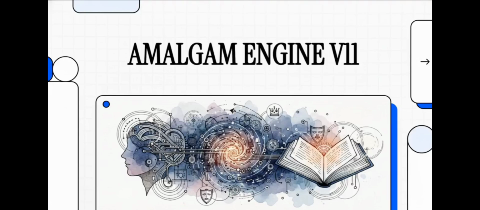Let's dive right in. Today, we're looking at something that is genuinely unprecedented in the world of interactive design, the Almagam Engine V11. Now, if you're sitting there thinking this is just another standard game engine or some flashy text generator, go ahead and completely erase that from your mind. Almagam is, well, it's an avant-garde storytelling system.